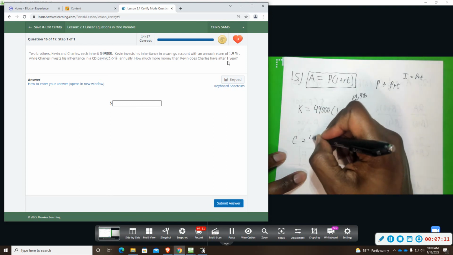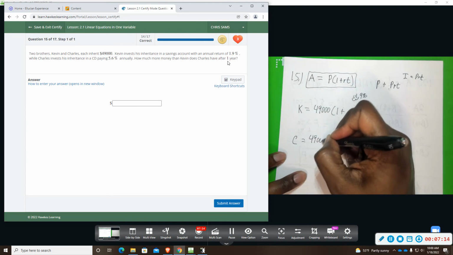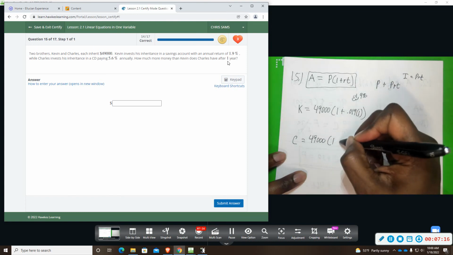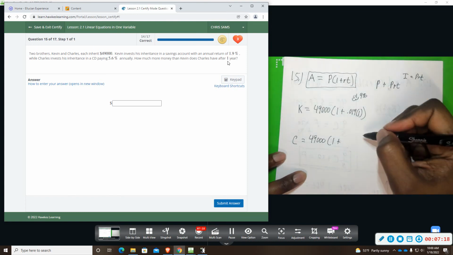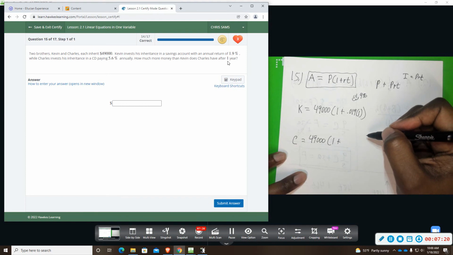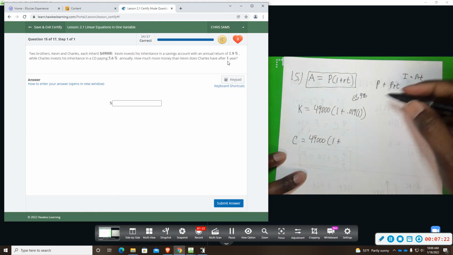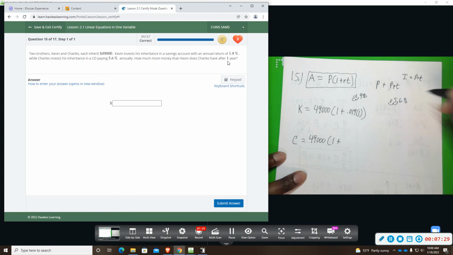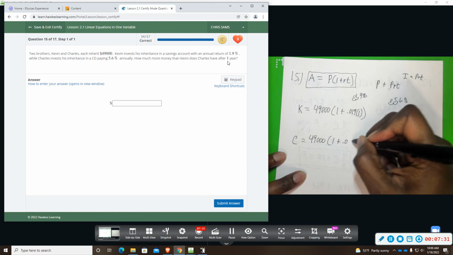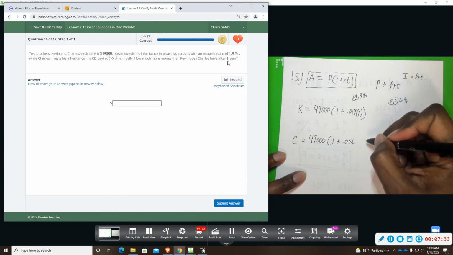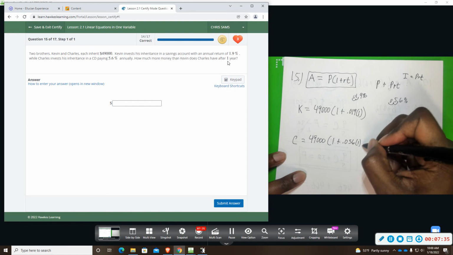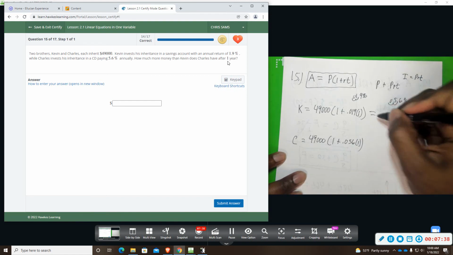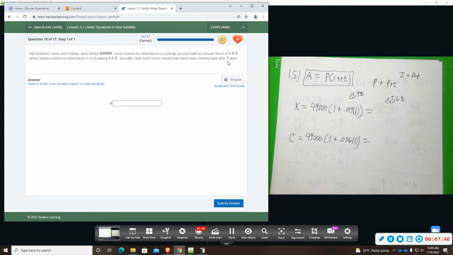All right, Charles has pretty much the same: 49,000 plus his interest was in a CD, 5.6%. So again, 5.6% as a decimal, 2 times to the left. So it's going to be 0.056 times 1 year. Okay, because we want to know after 1 year. All right, so I'm going to put both of these values in the calculator and get those two numbers.